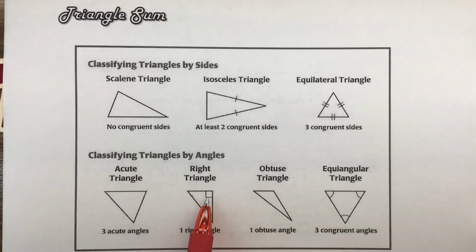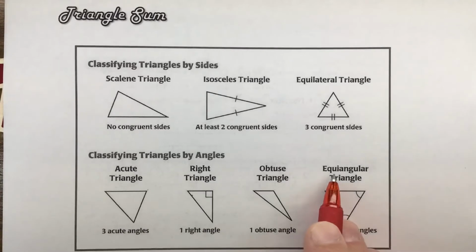It is impossible to have more than one right angle because if you did, it would be impossible to close that triangle. If you have one angle that is greater than 90 degrees, then you would have an obtuse triangle. Again, it would be impossible to have more than one because if you did, you would not be able to close that figure.